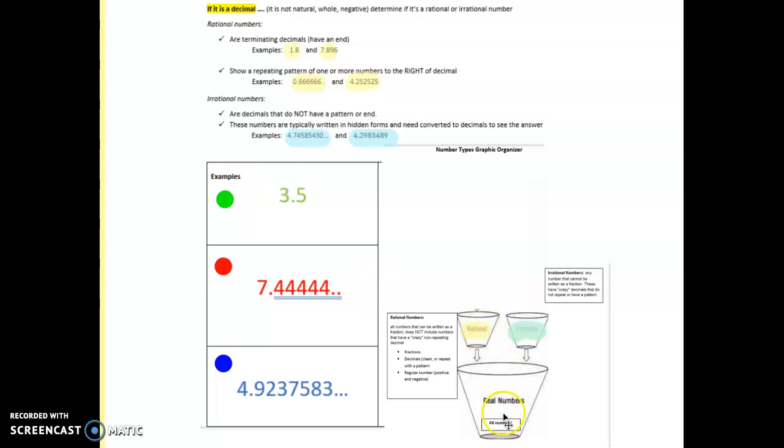So again, these have a lot less descriptors. Our decimal numbers are either going to be rational and real, or irrational and real. So if I look at 3.5, you're asking yourself, does it have an end? Does it have a pattern? My answer is yes. So it should be rational and real. Rational and real.